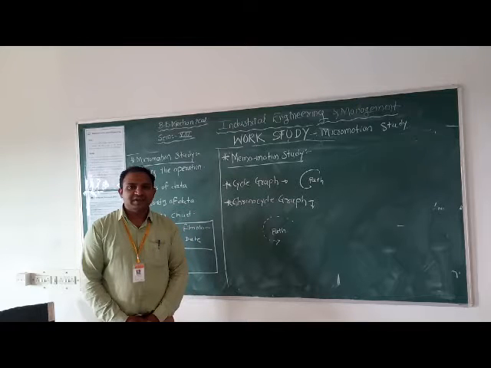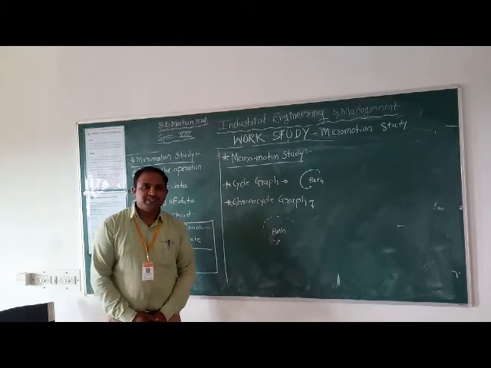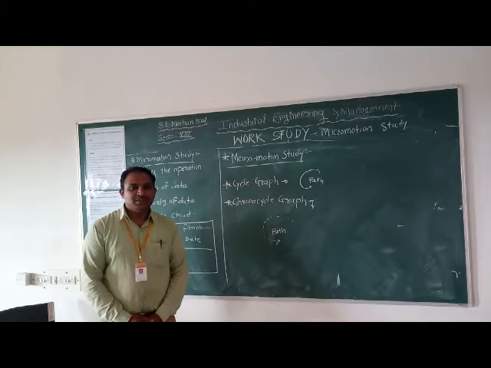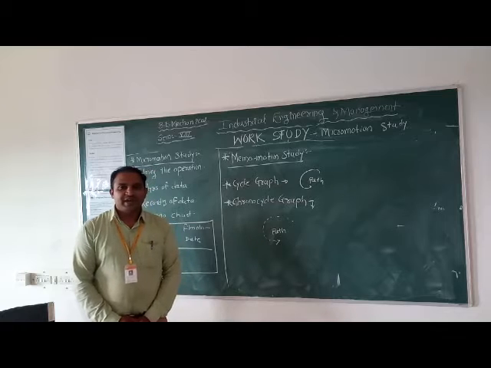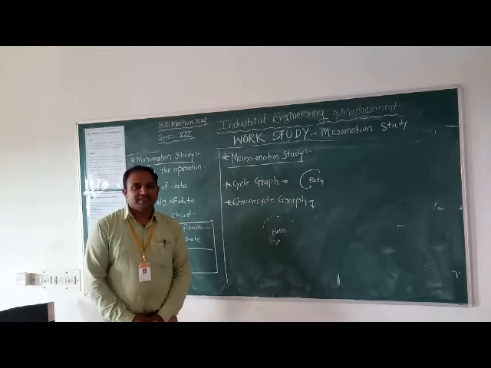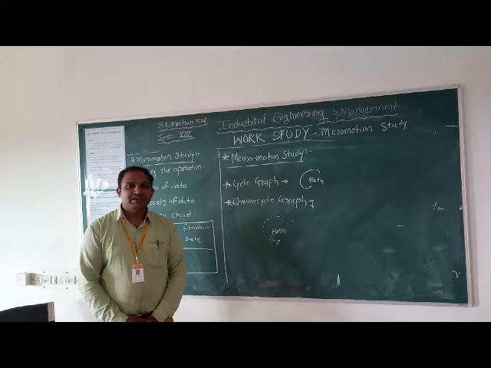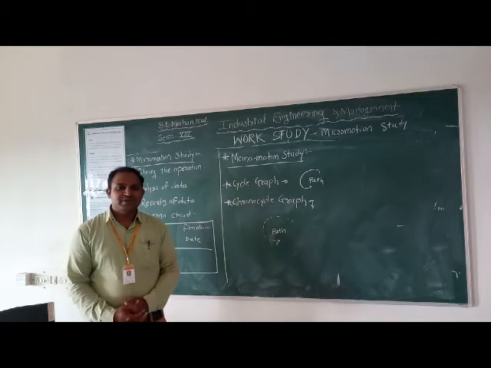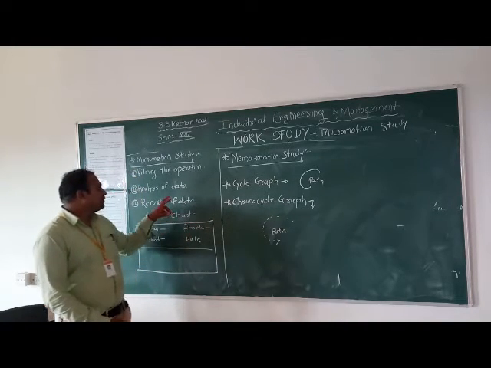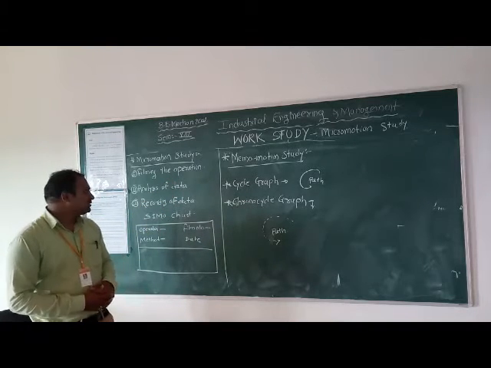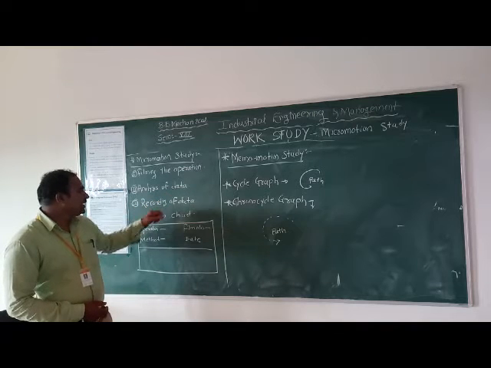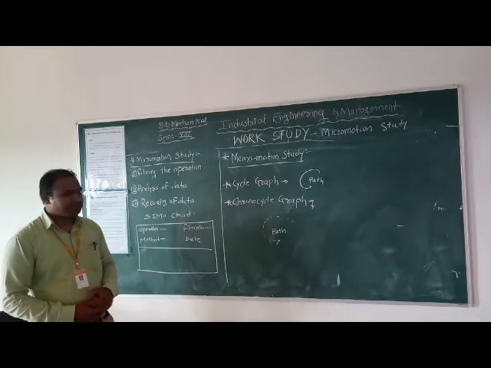So micromotion requires recording. First, record all the activities, then cut the activities into small parts, then identify some non-valued activities, and these non-valued activities are removed. So micromotion study is required. Micromotion is the concept of dividing all the activities. It can be divided into three steps: first, filming the operation, then analysis of data, and recording of data.